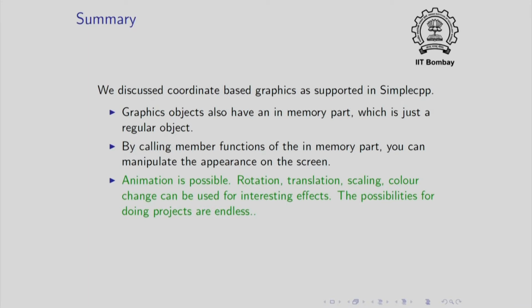You can use coordinate based graphics to do animations, and you can define objects, rotate them, translate them, scale them, change colors, and this can be used for producing interesting effects. Indeed, by using these things you can have many different projects. You can have objects which change colors, possibly objects which collide. You just have to let your imagination go loose.